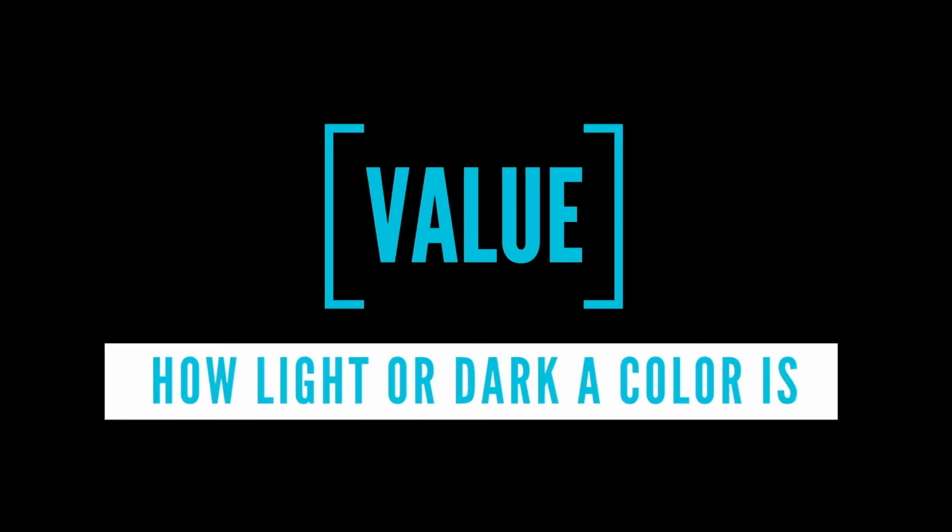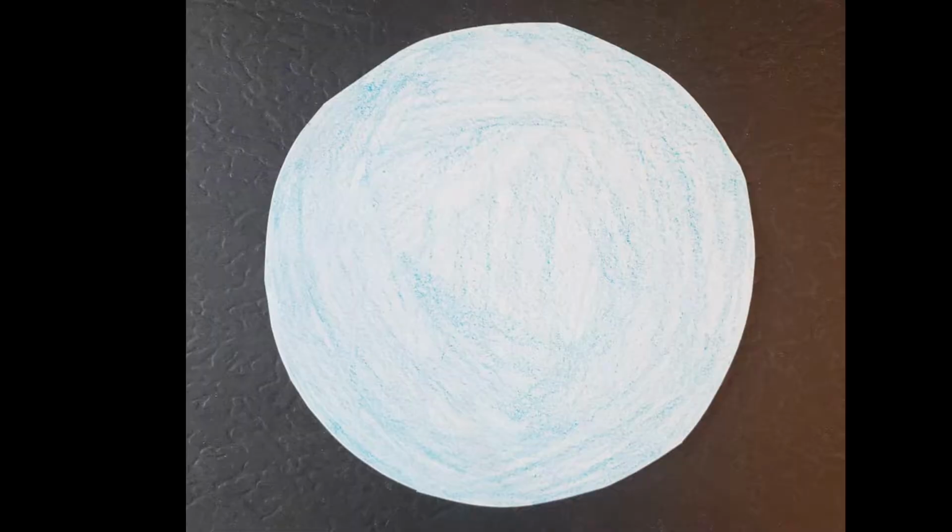Value is how light or dark a color is. Using values can help turn 2D shapes into 3D forms, and we'll learn a little bit more about 2D shapes and 3D forms next week, but let's focus on what value is and what it looks like. Here's a quick example to help you understand. This circle is the color blue, which is a primary color. This circle is all the same color of blue, and it looks pretty flat. It just looks like a circle.